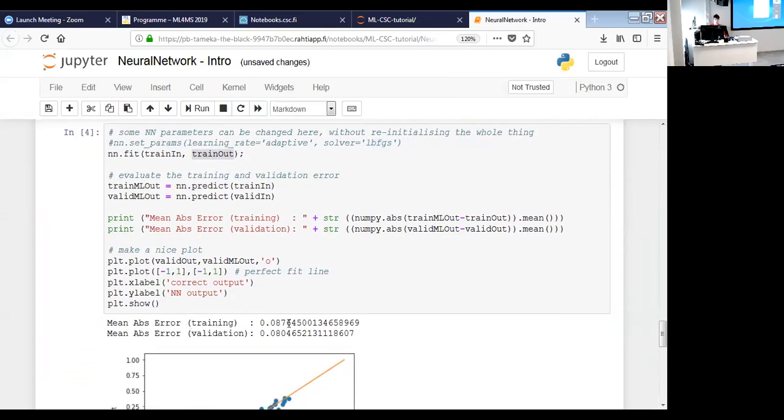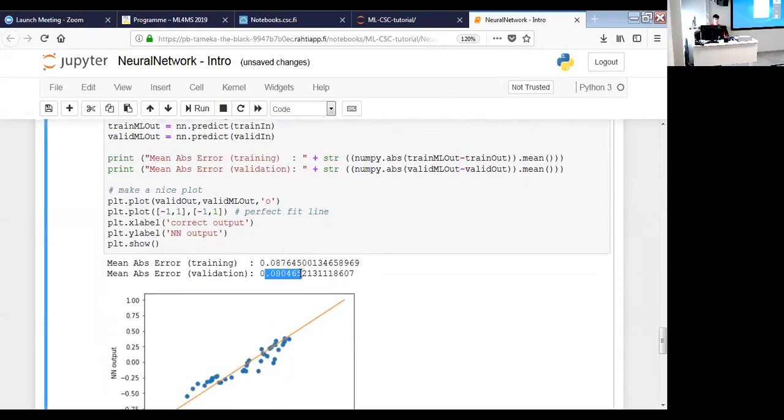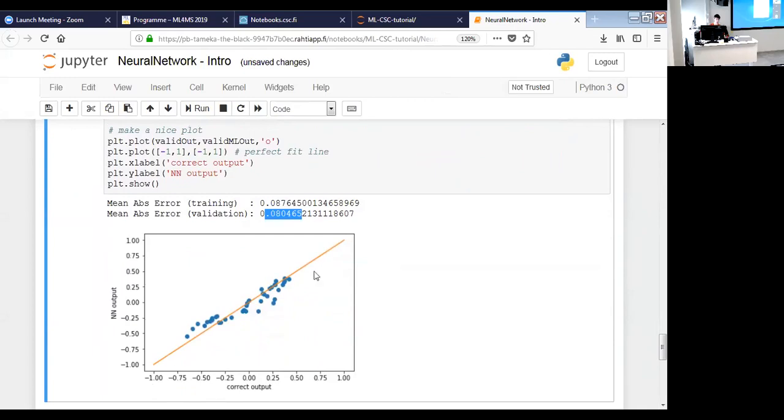So the mean absolute value on training is this number, on validation is this number, and we can see the performance here. This is a regression plot. You have the correct output on the X and the prediction output from the neural network on the Y. Ideally, if you have a perfect predictor, every point aligns on the diagonal, on the orange line. So the points are now a bit off. We have a little bit of error, fine. If you're happy with the error, then you can move on. If not, you can try to improve the model, maybe add more neurons, add more data, try different activation functions.